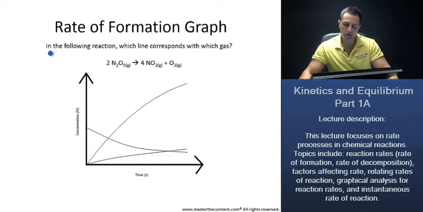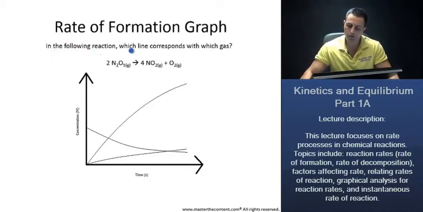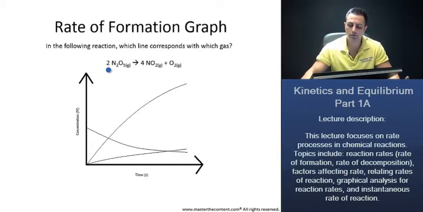So, rate of formation graph. In the following reaction, which line corresponds with which gas? Let's just say our example here is at 330 kelvins, and we have 2 moles of dinitrogen pentoxide decomposing to form 4 moles of nitrogen dioxide and oxygen gas.